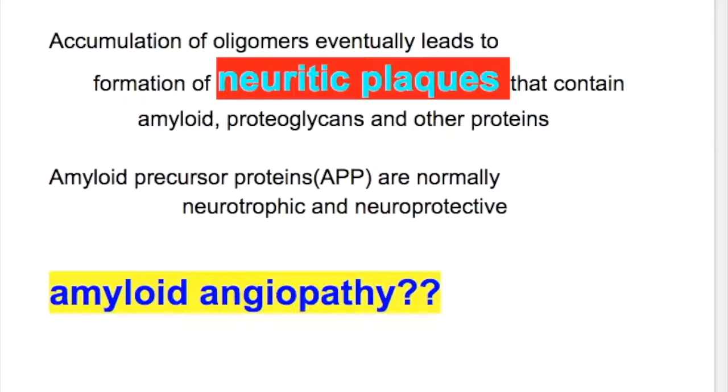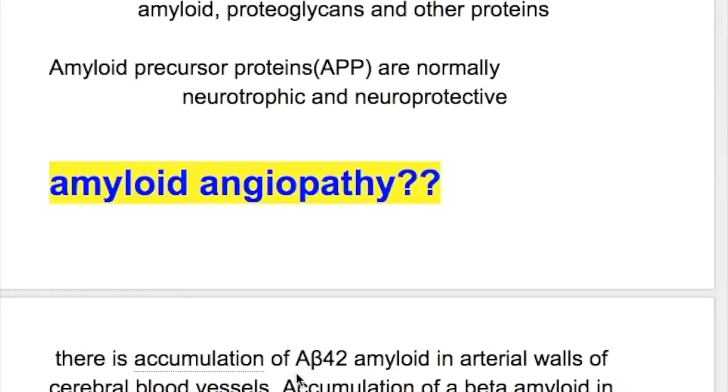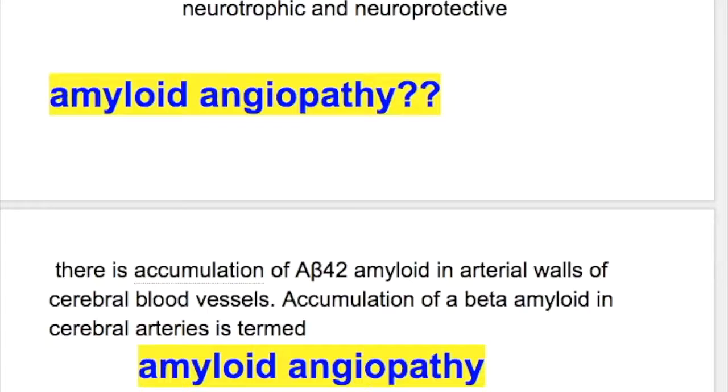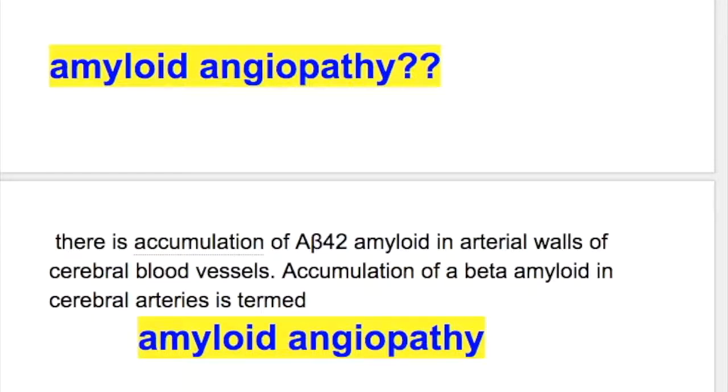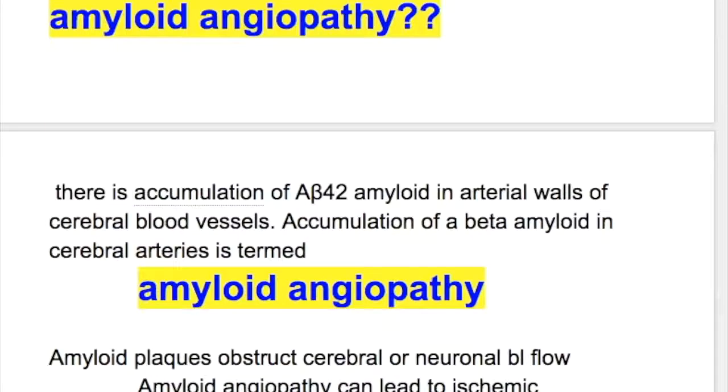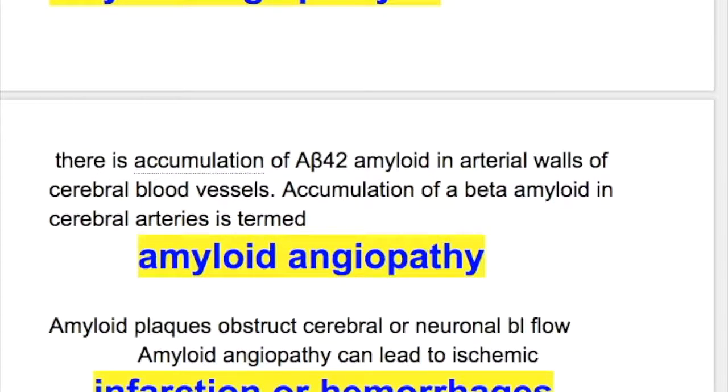And what's amyloid angiopathy? There is accumulation of A-beta 42 amyloid in arterial wall of cerebral blood vessels. Accumulation of beta amyloid in cerebral arteries is termed amyloid angiopathy. Amyloid plaques obstruct cerebral or neuronal blood flow. Amyloid angiopathy can lead to ischemic infarction or hemorrhage.